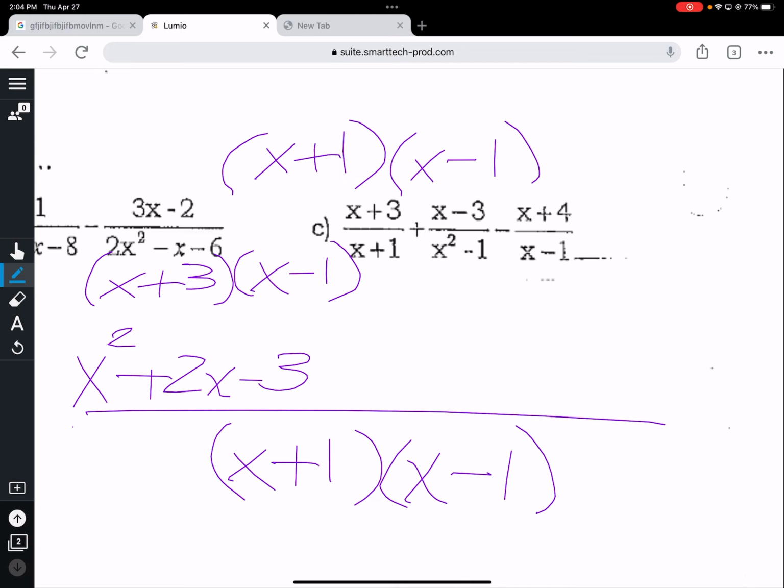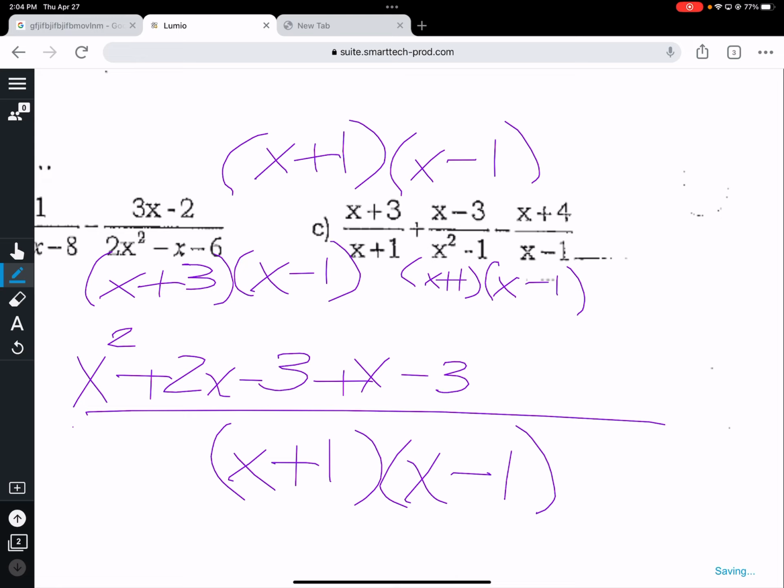Now, x squared minus 1. What do I do to it to get x plus 1, x minus 1? Okay, who can tell me what x squared minus 1 is when you factor it? x minus 1, x plus 1. So what do I do to it? Nothing, because that's what it is. It's like the last one, because this is really x plus 1, x minus 1. So you just leave it. So for the addition part, we're just going to say plus x minus 3.